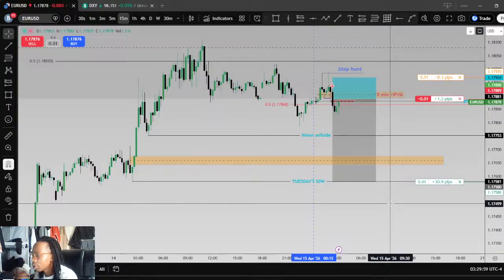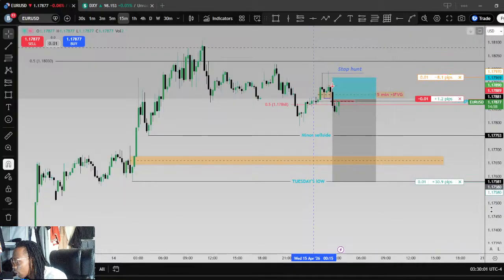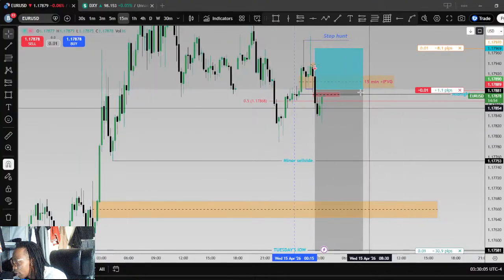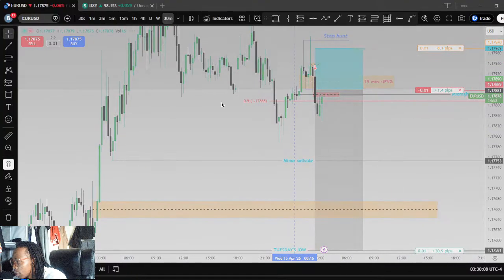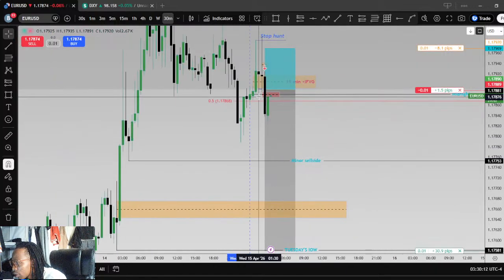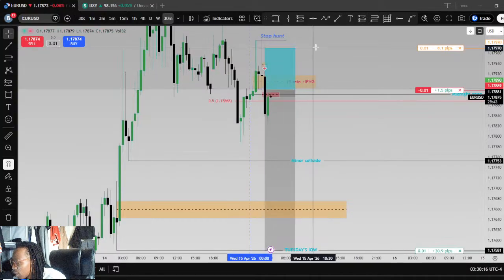So 1 minute, and I'm checking that red consequent encroachment there. Okay, so they're kind of disrespecting that, I think so. Look where we close. So let me do some measurings here. Immediate rebalance on 30 minutes.